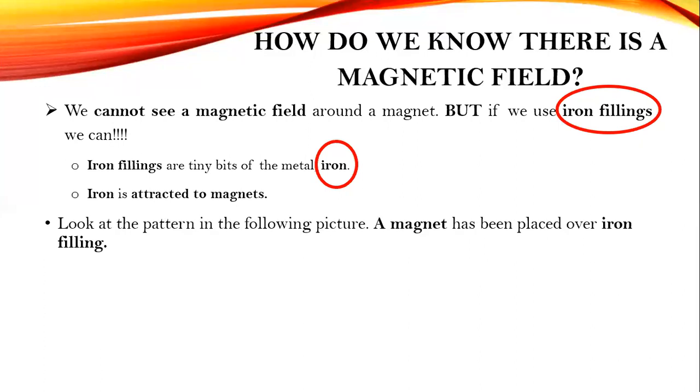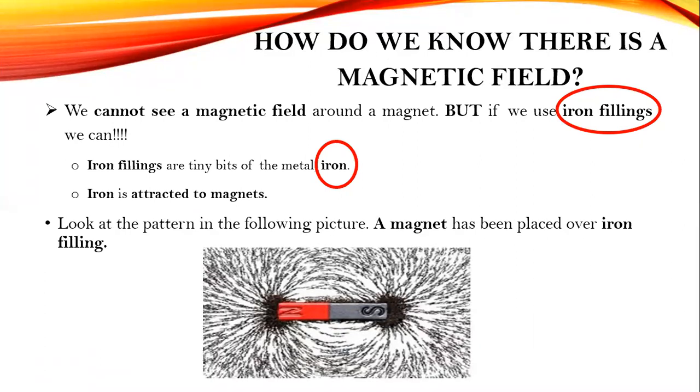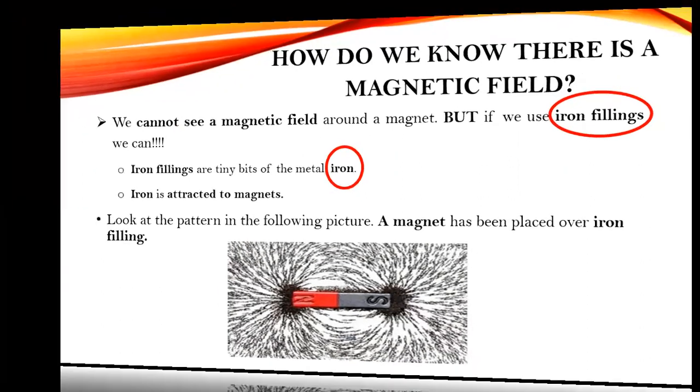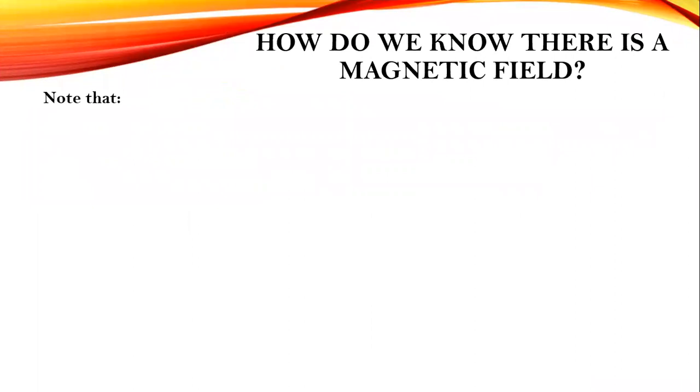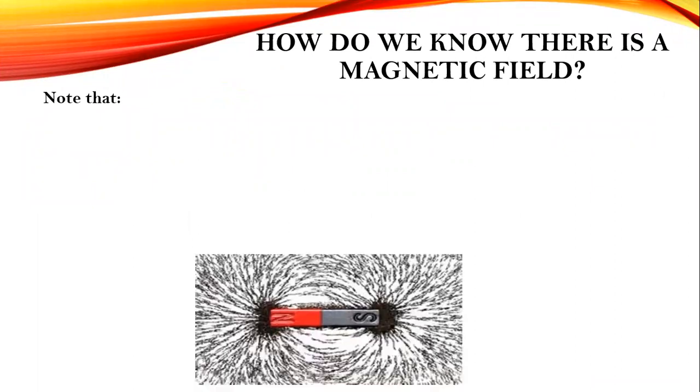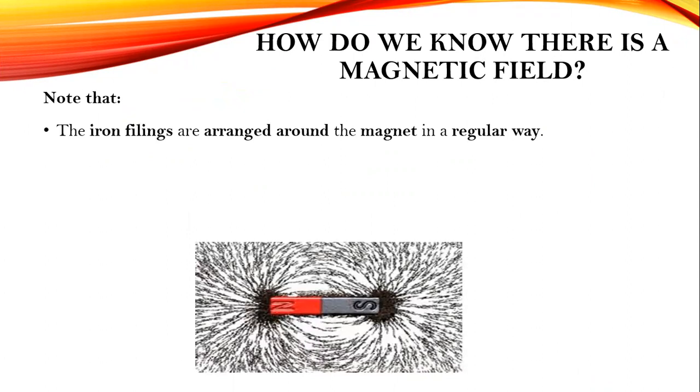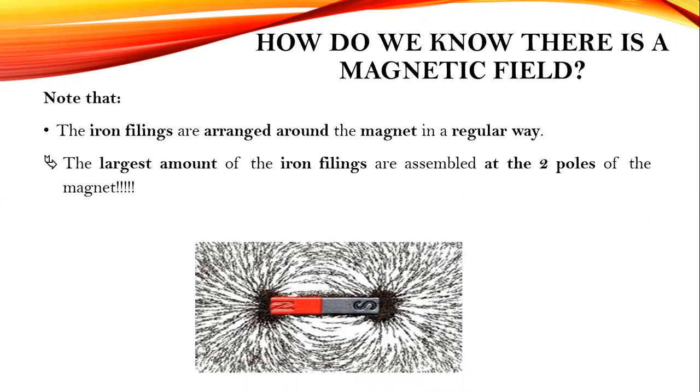Look at the pattern in the following picture. This is a magnet that has been placed over iron filings. Please take a focused look at this pattern. You need to use it later. Let's take some notes. The iron filings are arranged around the magnet in a regular way. But did you notice something in this pattern? Yes, the largest amount of the iron filings are assembled at the two poles.